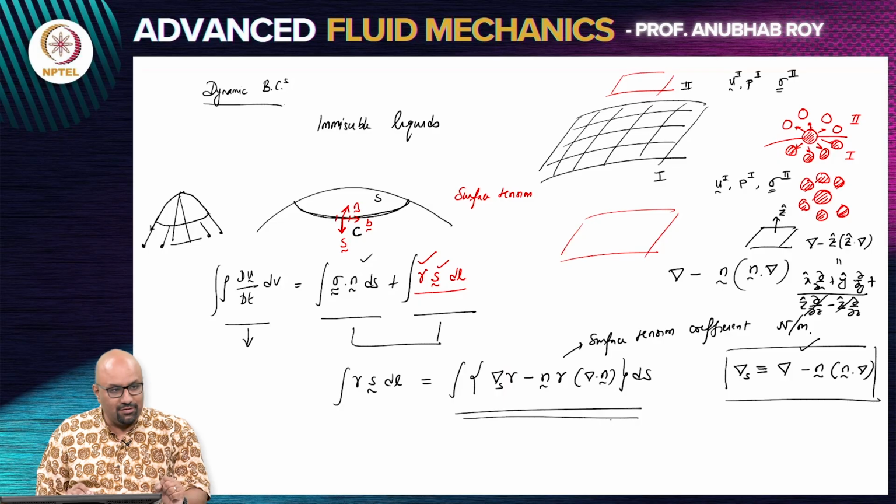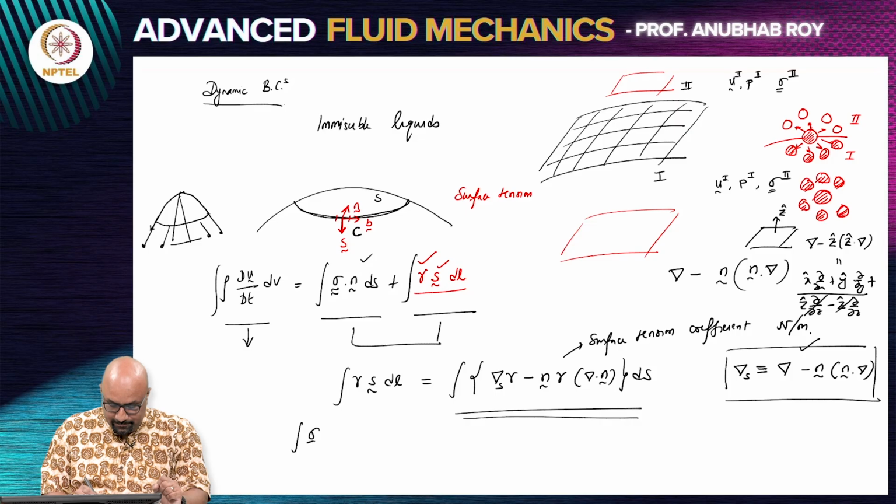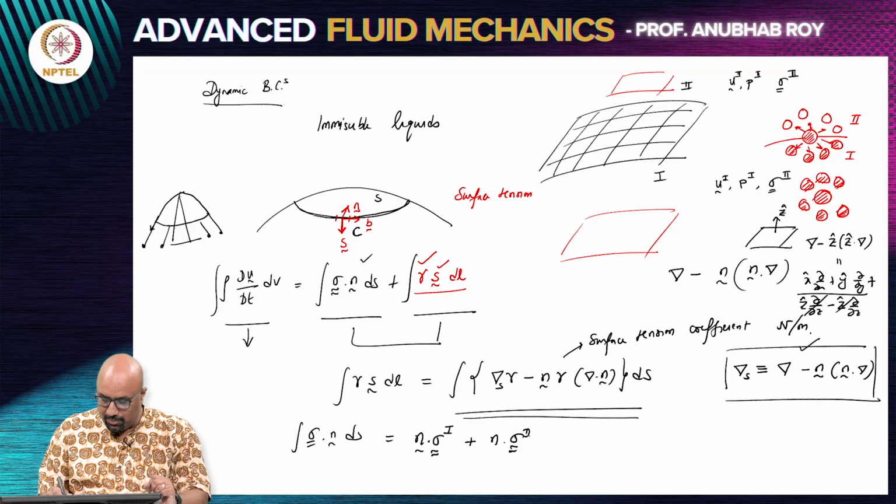So, with that, now you have this particular part. Now, sigma dot n ds, this quantity, is done over the surface. So, it will have two contributions. When you are calculating this, it will have an n dot sigma from the bottom, and it will have an n dot sigma from the top.